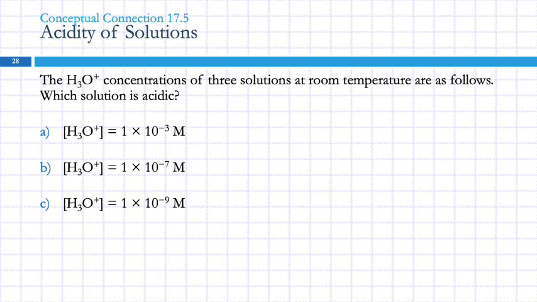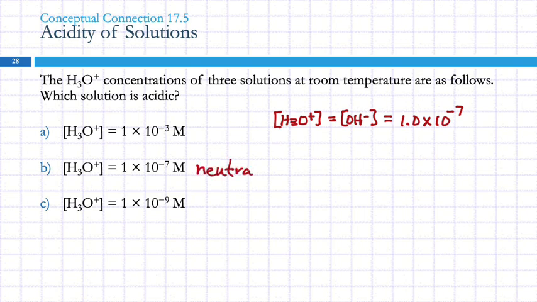So here we have three solutions, and we're given the hydronium ion concentrations, and we're asked which one of these is acidic. Well, they're not telling us the hydronium and hydroxide, they're just giving us one of those. If it's neutral, the H3O plus is equal to the OH minus, and those are going to be 1.0 times 10 to the minus 7. So one of these is neutral, right? Which one's neutral? B. An acidic solution is going to have a larger concentration of hydronium ions. So which one's acidic? A. That makes sense?